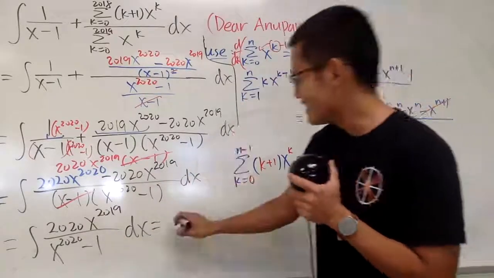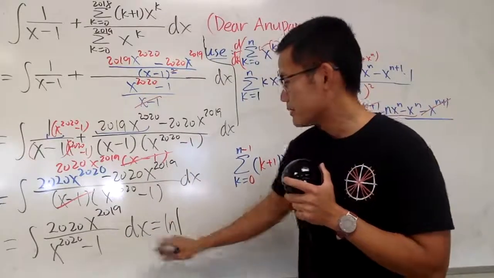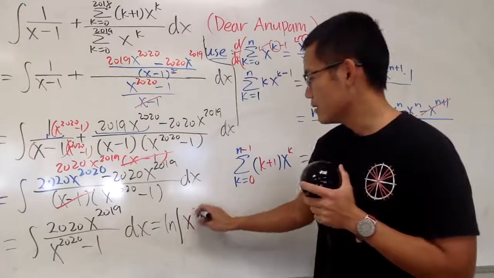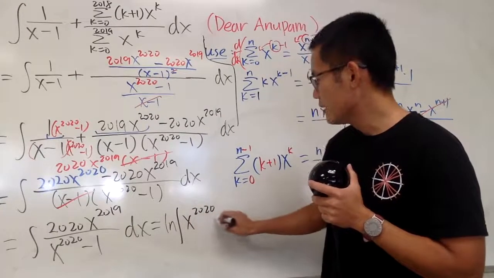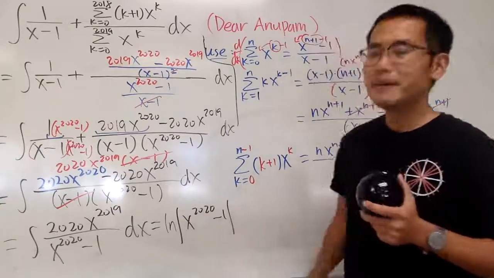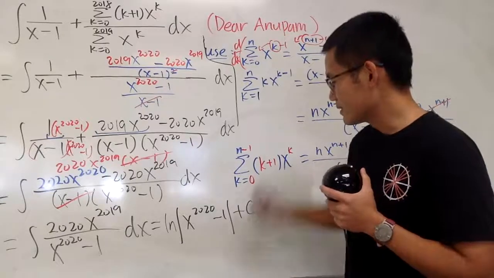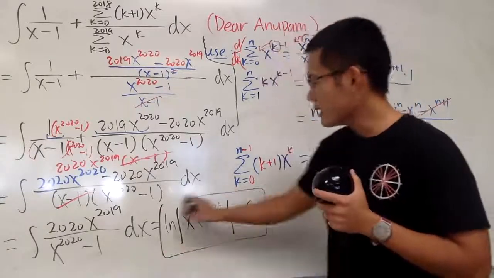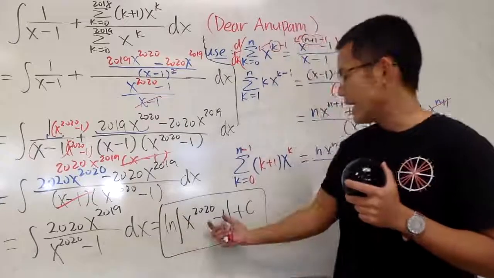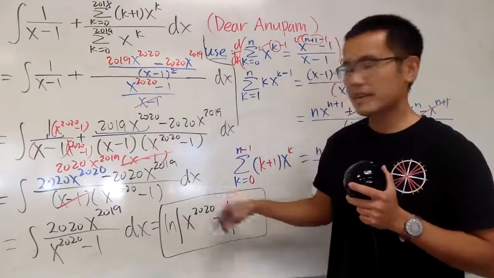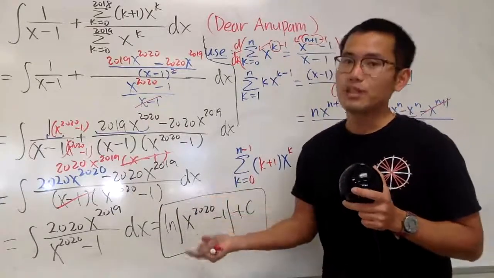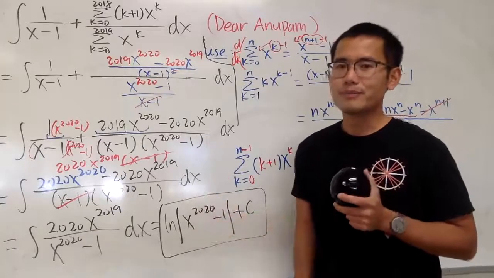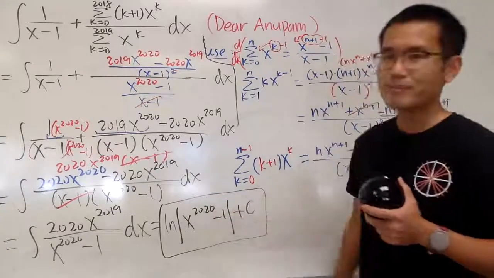So all in all, this is natural log absolute value of the bottom, which is x to the 2020 minus 1, like this. Right? So that's it. So just put on the plus c. On the answer key though, they have this in the different order, 1 minus x to the 2020, and they didn't use the absolute value. But if you have the absolute value, it's the same.